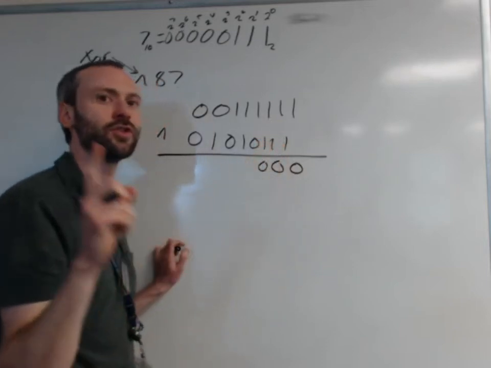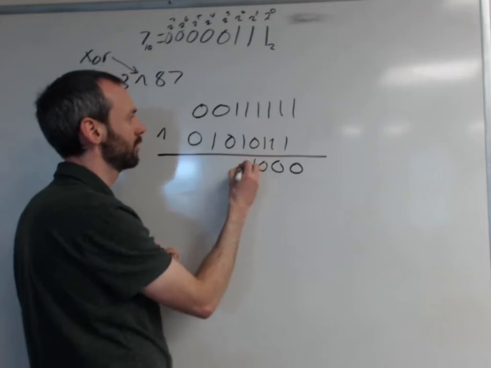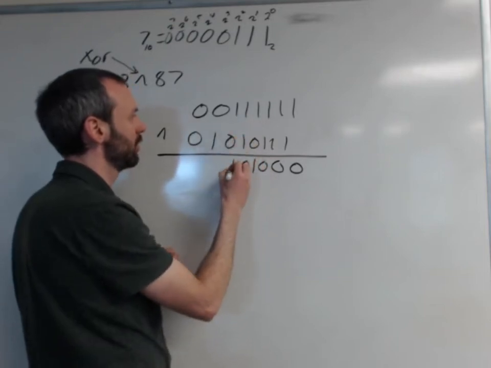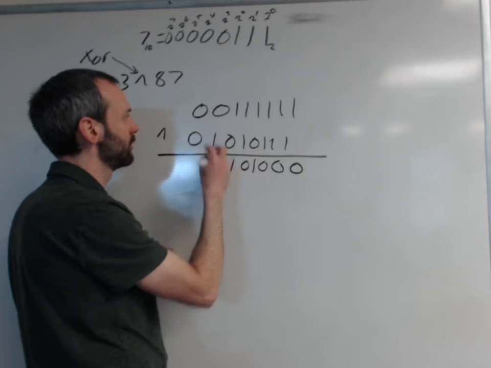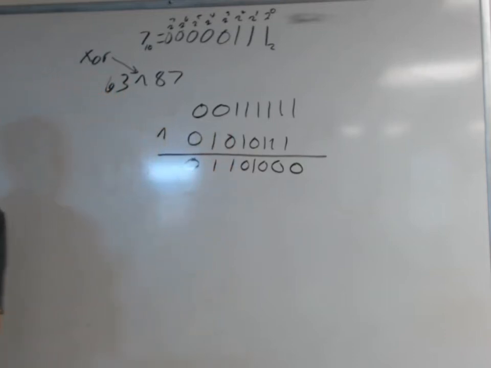1 XOR 0 is 1 because you only have one of them on. So it's 1 XOR 1, 1 XOR 0, 0 XOR 1, 0 XOR 0. All right. Who said 1?